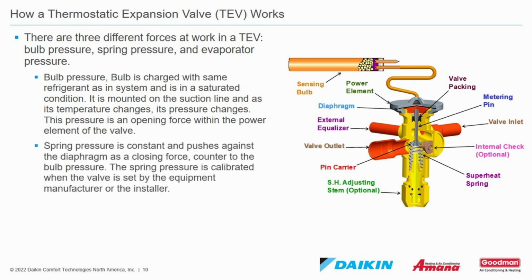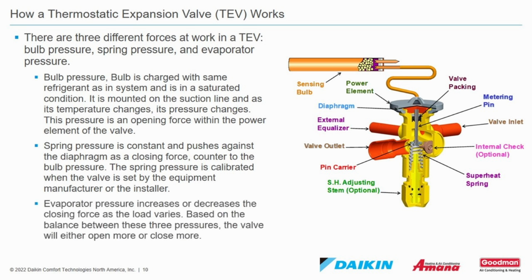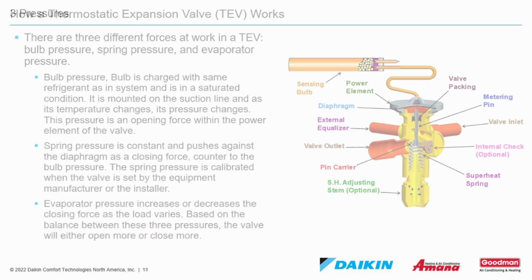Spring pressure is constant and pushes against the diaphragm as a closing force, counter to the bulb pressure. The spring pressure is calibrated when the valve is set by the equipment manufacturer or the installer. Evaporator pressure increases or decreases the closing force as the load varies. Based on the balance difference between these three pressures, the valve will either open more or close more.